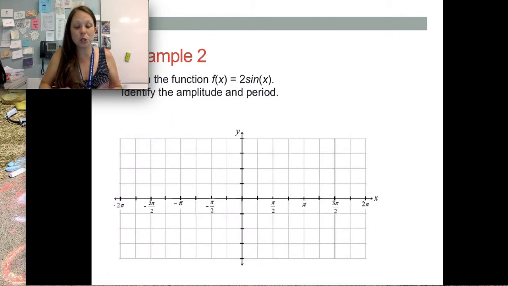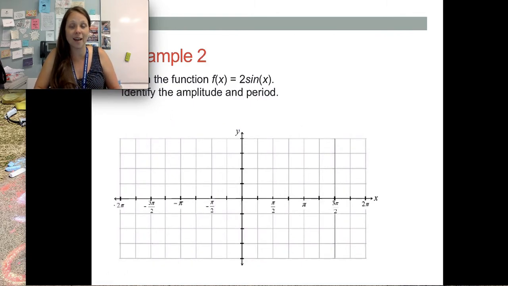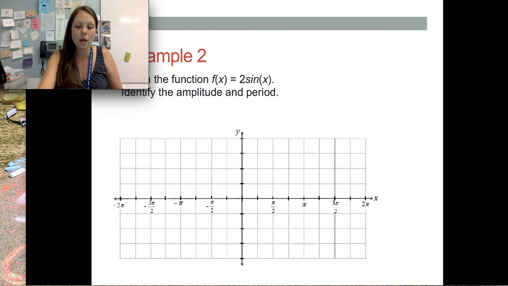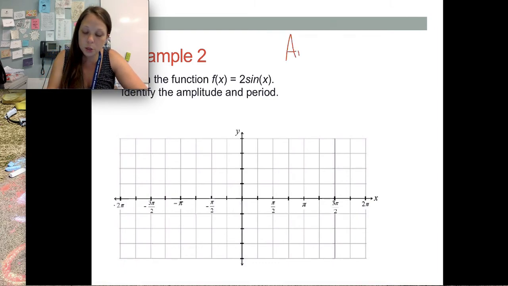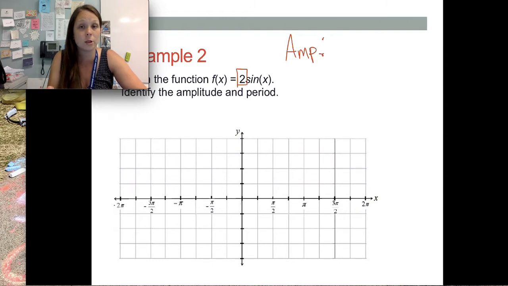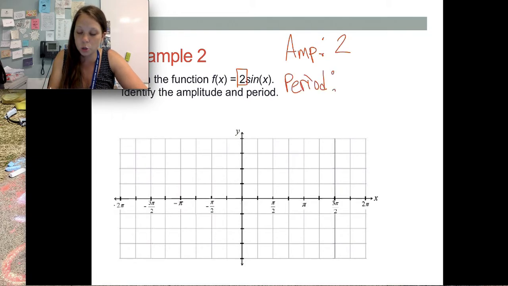All right, example 2, we want to graph the function f of x equals 2 times the sine of x. We want to find the amplitude and the period. So amplitude is always based upon the number being multiplied in front of the trig function. So the amplitude is 2 here. Period is always 2 pi divided by b, and b is always the number in front of x inside the function itself, which is just 1 in this case. So the period is 2 pi.